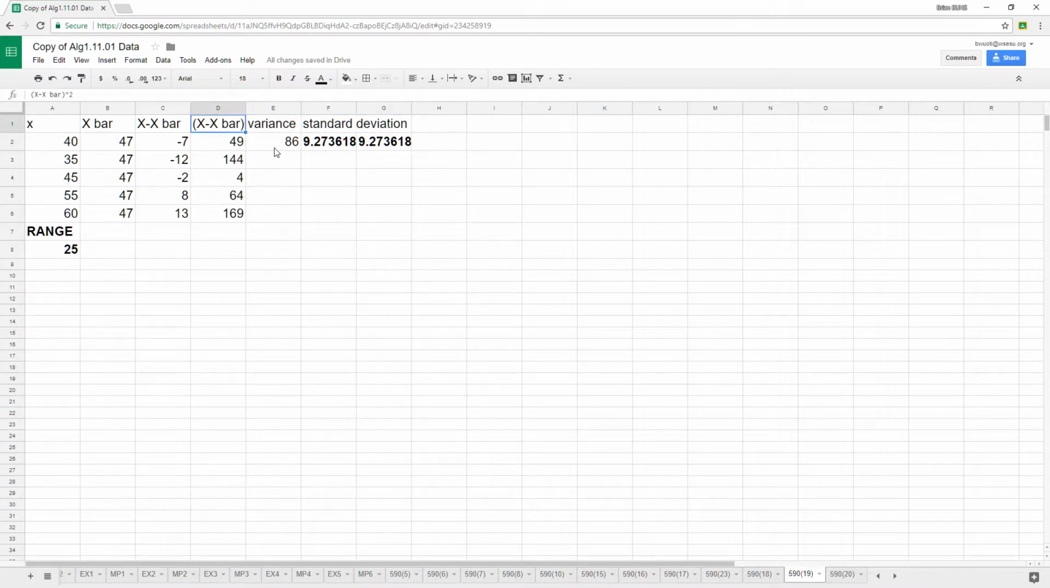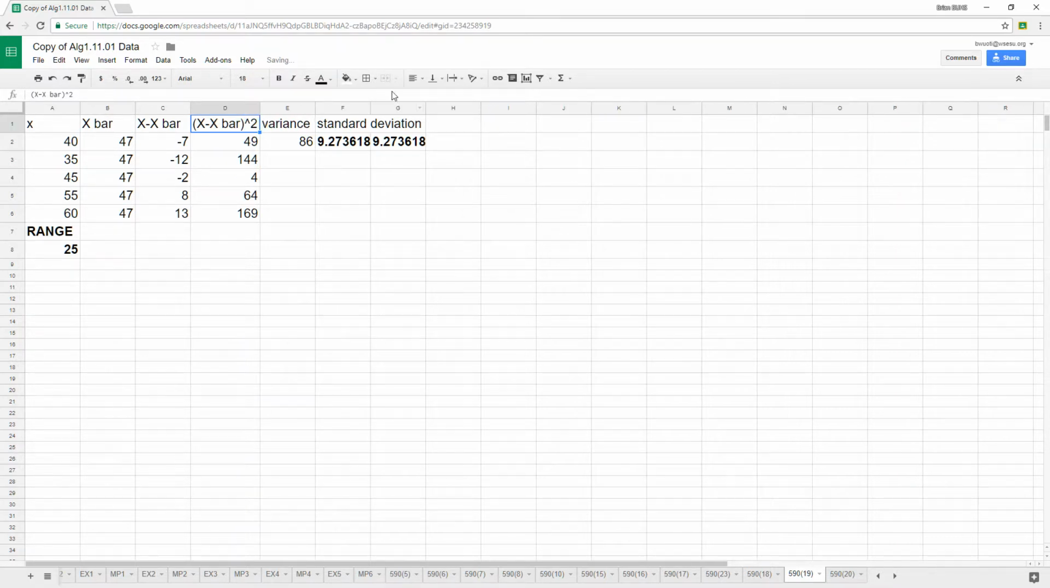Yeah, that one was X minus X bar squared. It just didn't fit in the cell. That's fine. So those are those values.